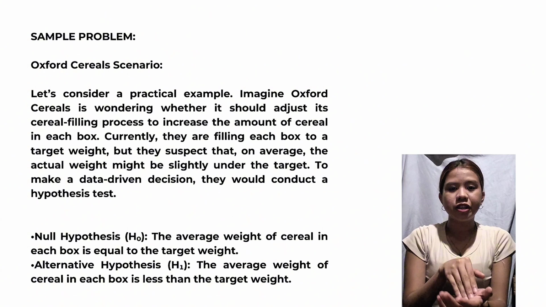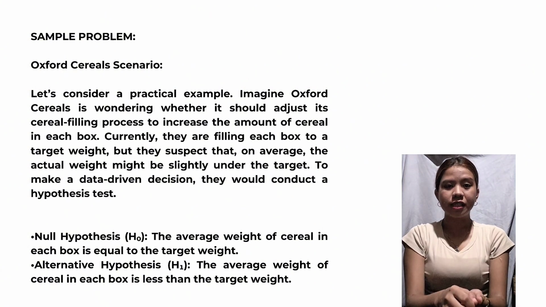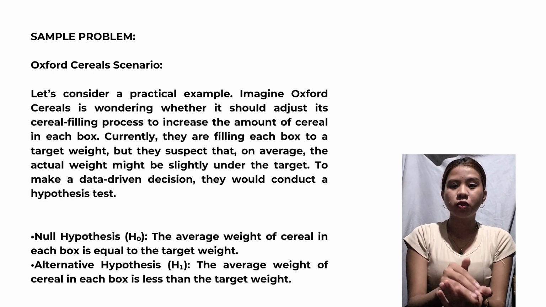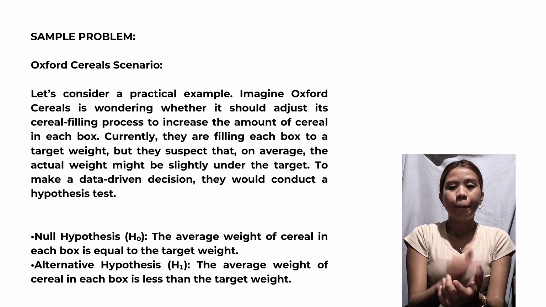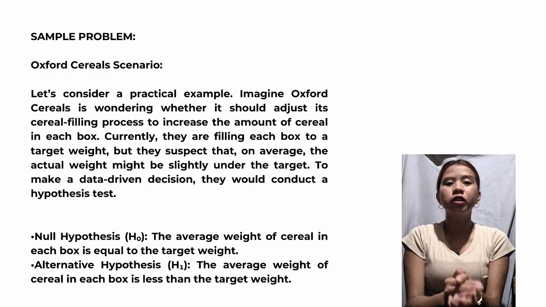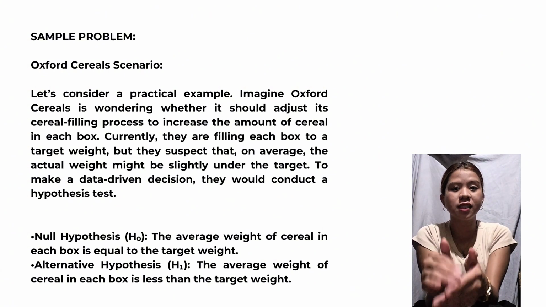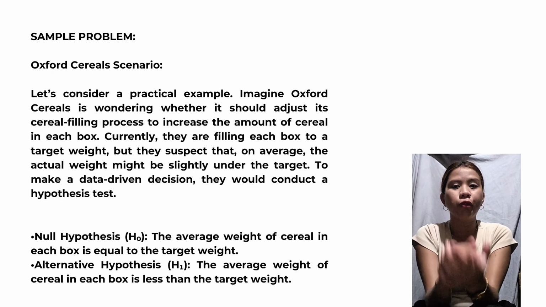Imagine Oxford Cereals is wondering whether it should adjust its cereal filling process to increase the amount of cereal in each box. Currently, they are filling each box to a target weight, but they suspect that on average, the actual weight might be slightly under the target. To make a data-driven decision, they would conduct a hypothesis test. So, the null hypothesis is that the average weight of the cereal in each box is equal to the target weight, while the alternative hypothesis is that the average weight of cereal in each box is less than the target weight.